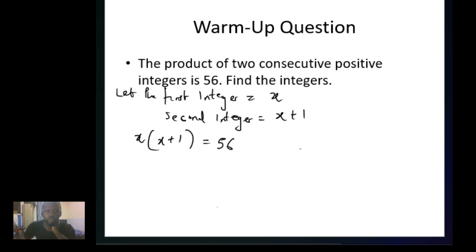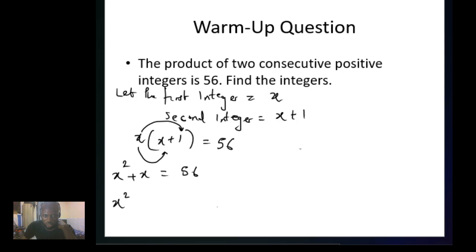So in order for us to find the integers, the next thing we need to do is to expand by distributing. Expand these factors by distributing this x to this, and make this x also multiply like this. So x times x, let's do it together. x times x will give us what? x squared. Then x times 1 will give us what? x. And that will all be equated to what? 56.